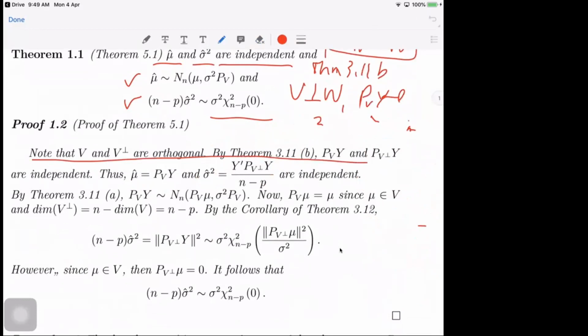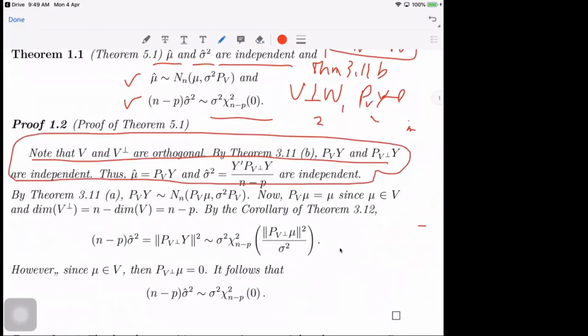So this part here just proves that mu hat and sigma hat square are independent. Next, we show the distribution of mu hat and the distribution of sigma hat. So if you are asked to show that mu hat and sigma hat are independent, you need not write all of this. The solution is just these two statements here. No?